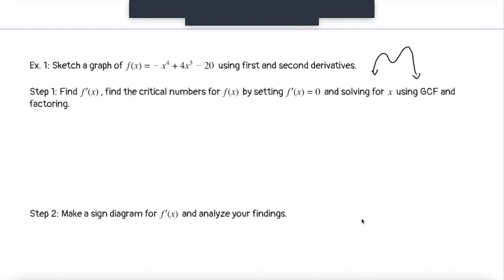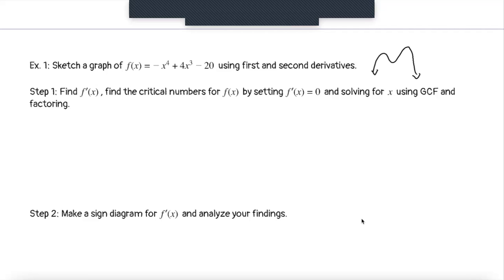Exactly. Now, this is a really great example of why sometimes it's handy to know what a graph looks like, because you sort of have this vision in your head as you're moving along about what might make sense to find out. And so in particular, let's go ahead and follow the process for step 1. In step 1, I say find f prime of x, find the critical numbers for f of x by setting f prime of x equal to 0 and solving for x using a greatest common factor and factoring.